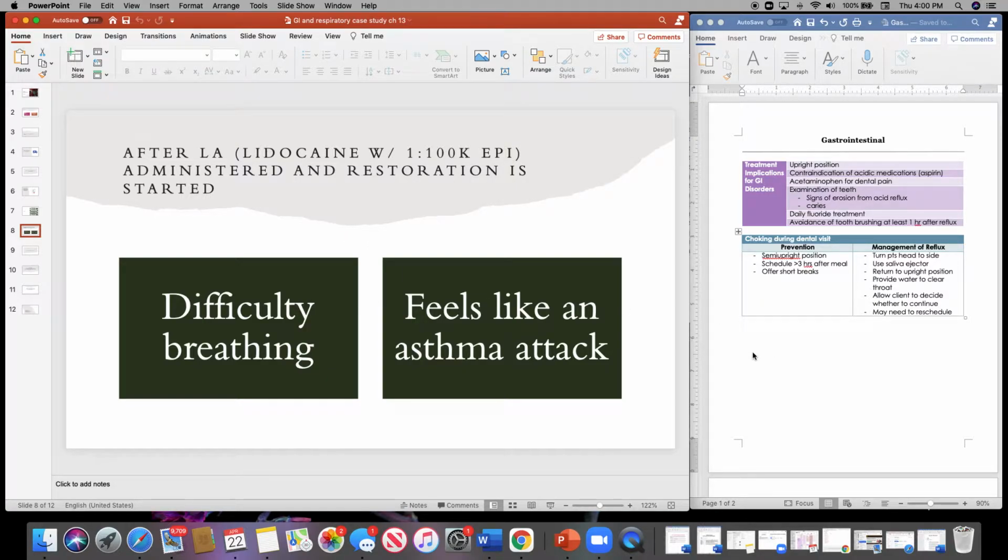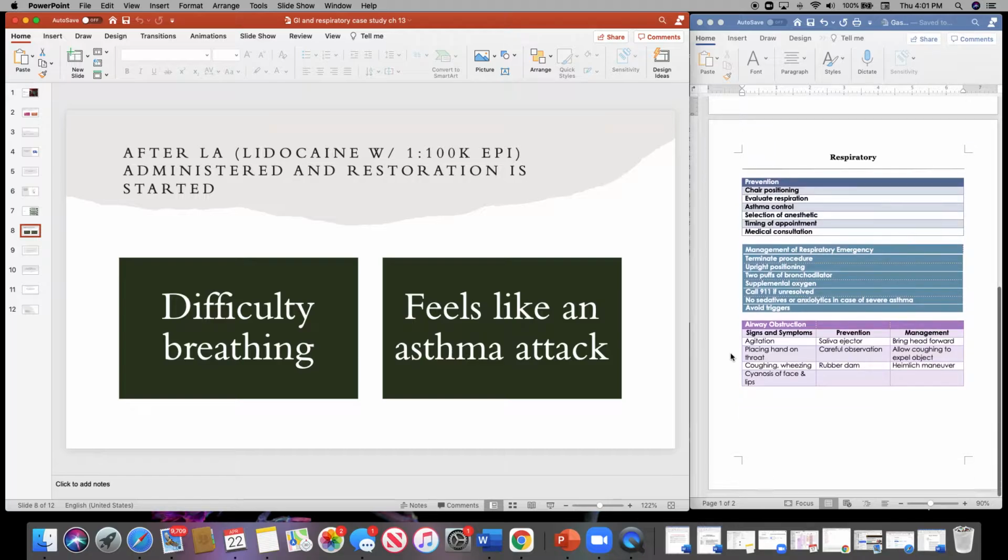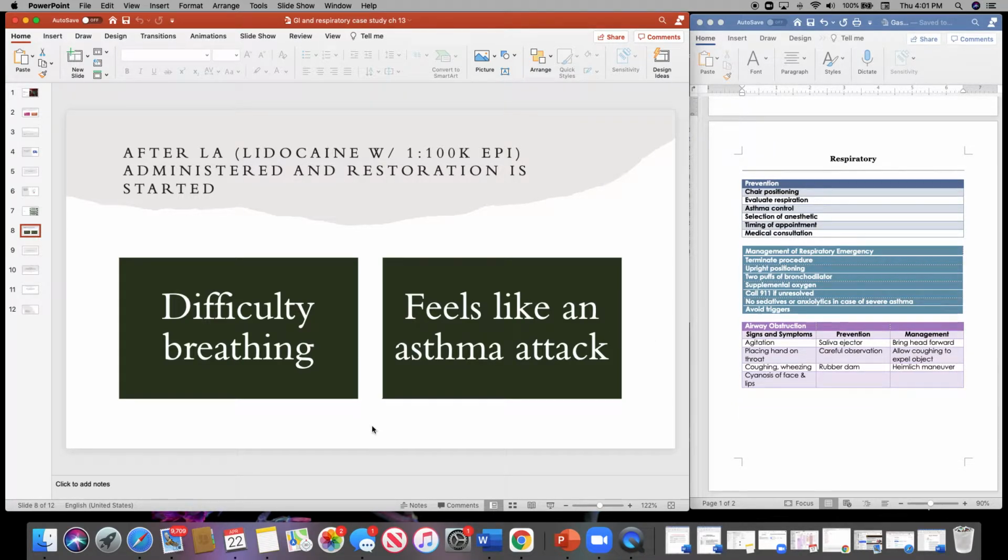So after administering some local anesthesia for Twee, she's having some dental work done for a restoration. She received lidocaine with 1 to 100,000 epinephrine, and the restoration has begun. Twee reports having difficulty breathing and says that she feels like an asthma attack is coming, right? Because Twee does know she's experienced asthma attacks before, so she has some knowledge. This isn't her first asthma attack.